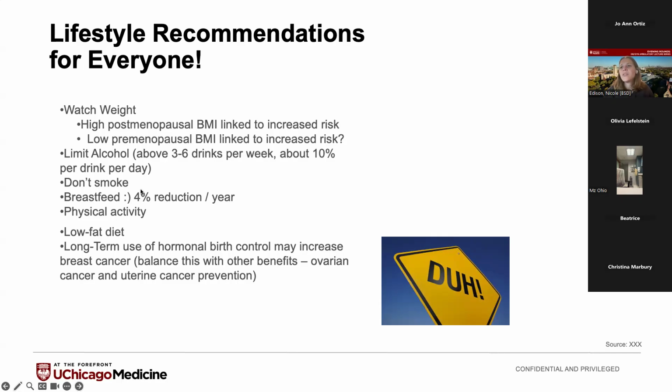It's about a 4% reduction per year of breastfeeding. So not a lot, but if your risk is 12 and you breastfeed for 2 years with two different kids, then you're getting that risk down to way less than 10%. Physical activity and low fat diet have been also linked to a lower risk.